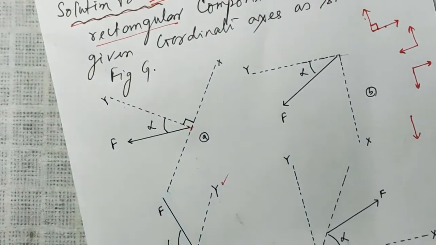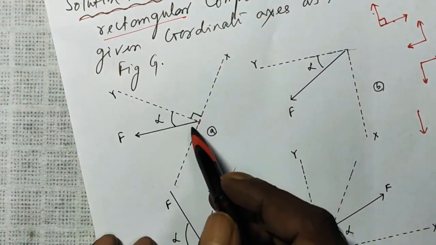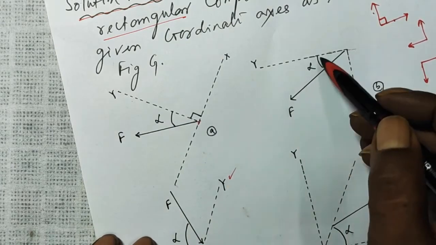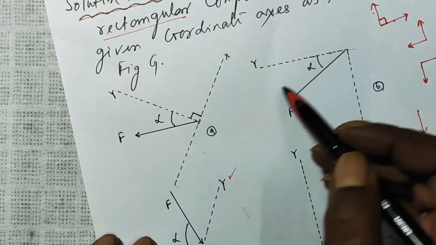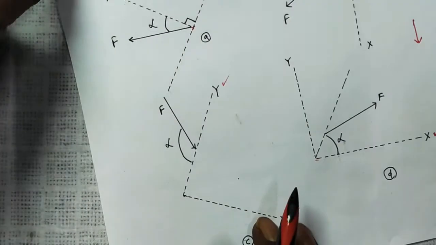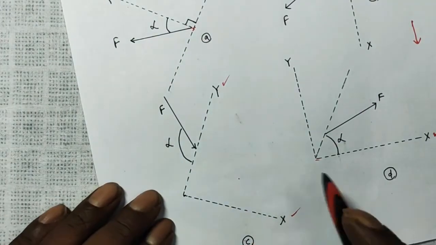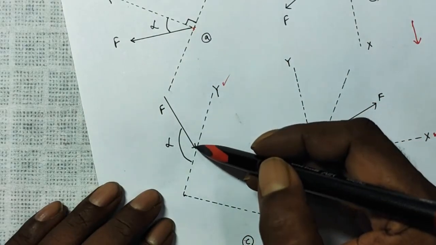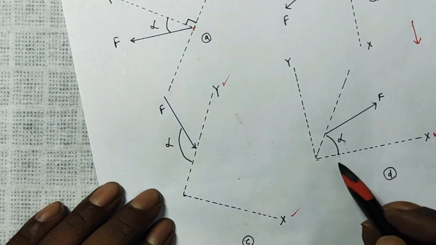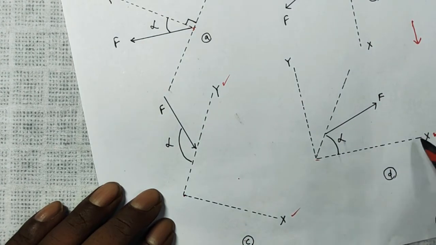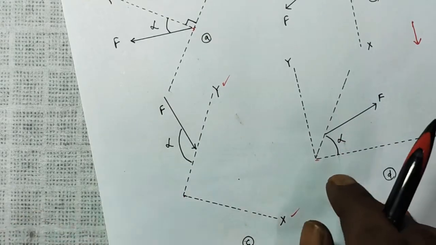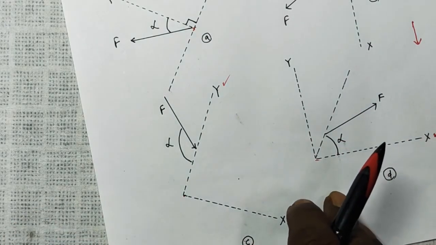Now, in all the four cases, a force is given. Look, here is a force F making an angle alpha with the positive y-axis. This alpha is also with the positive y-axis. Here, this is slightly tricky, not very tricky. This is the force. This angle given is alpha. Here, this is your x-axis. This is your force. This angle is alpha.